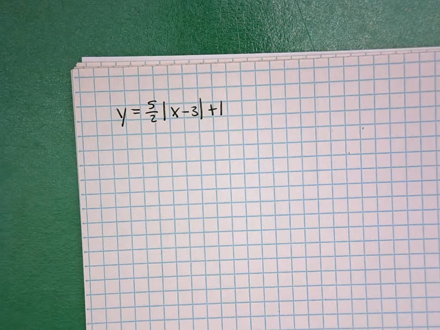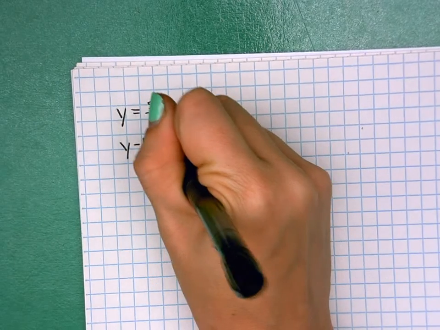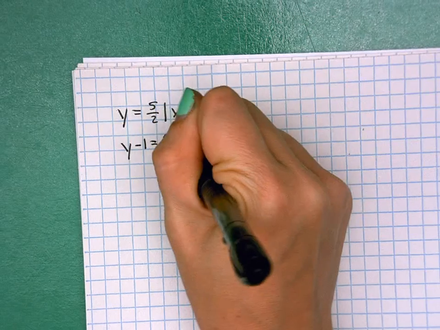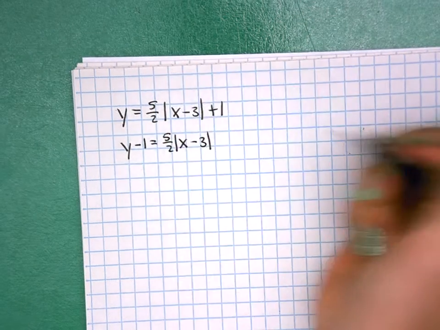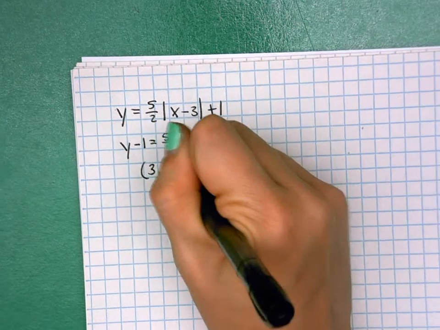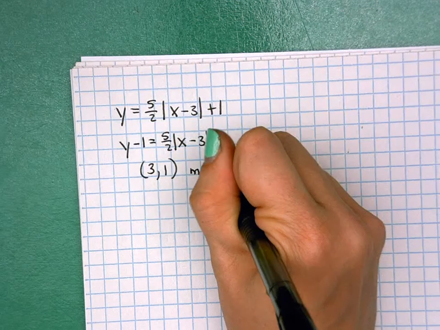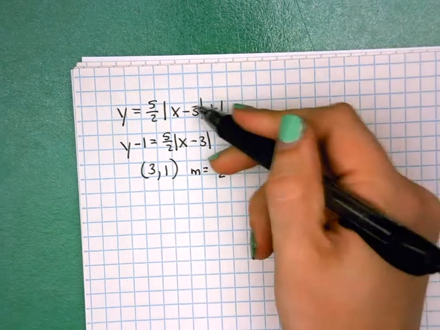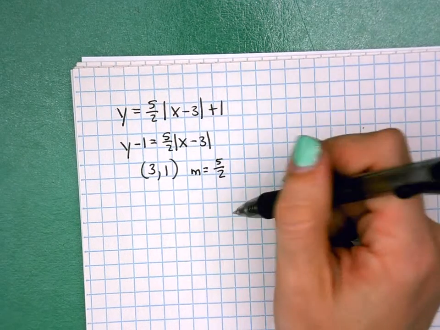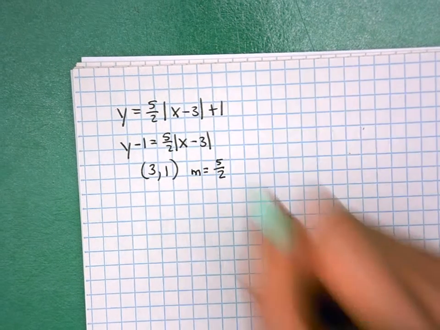Okay, turning it into a descriptive form, let's subtract that 1 over. You get y minus 1 equals 5/2 times the absolute value of x minus 3. My vertex is at +3, +1. With absolute value, we do have a consistent slope because linear absolute values are lines on either side, so we can think up 5 over 2.